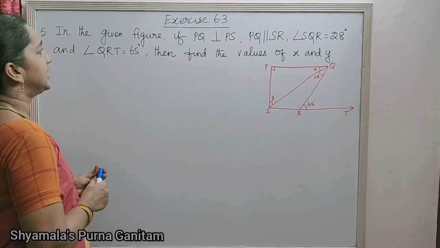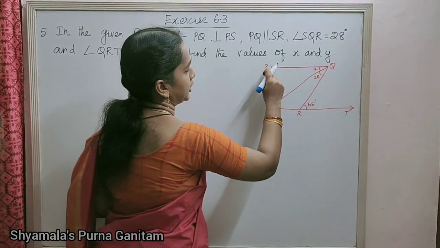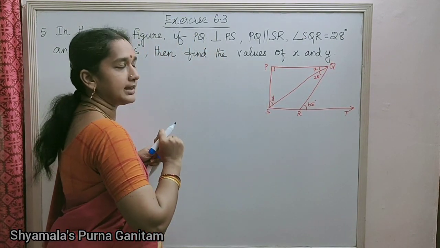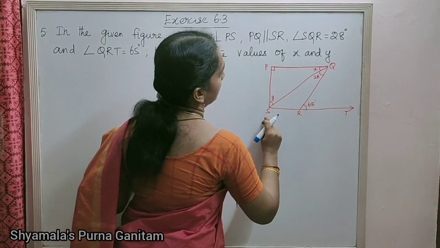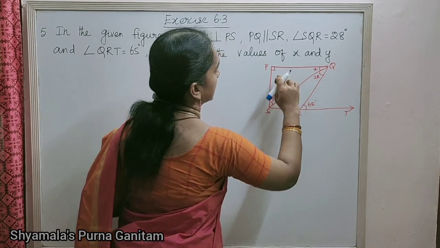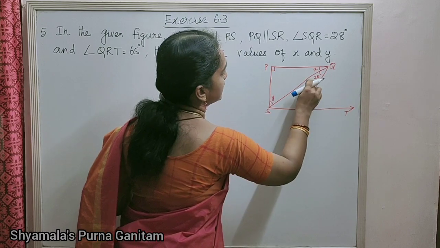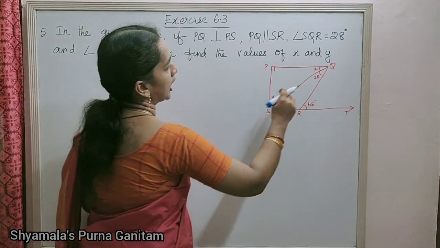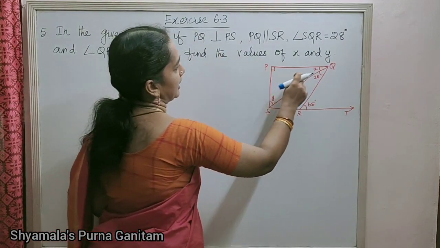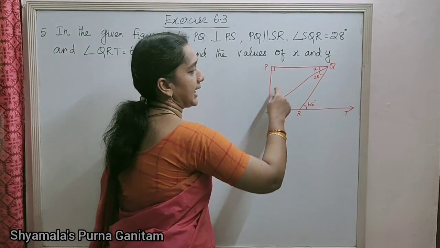Fifth sum. In the given figure, PQ is perpendicular to PS, that is, PQ and PS are perpendicular to each other, so the angle is 90 degrees. PQ is parallel to SR, these two lines are parallel. Angle SQR is 28 degrees and angle QRT is 65 degrees. Then find the values of X and Y.